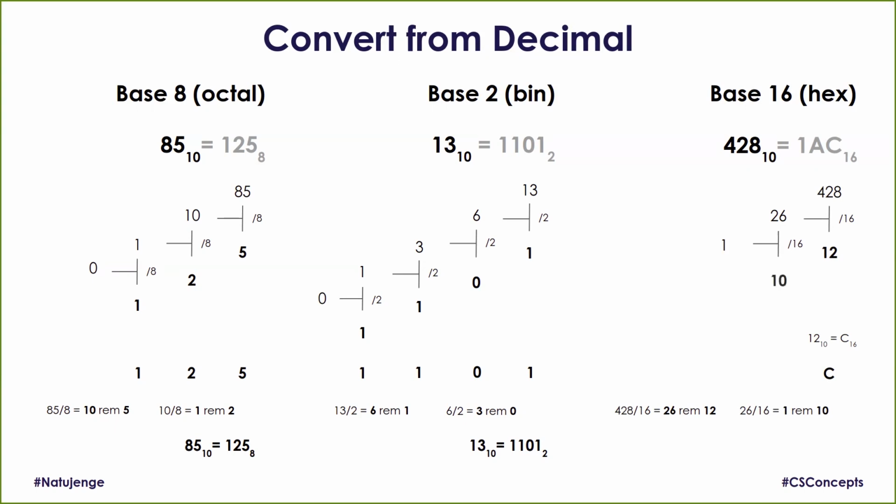So we write the 10. 10 is also represented as A in hexadecimal, so we write A. Then 1 divided by 16, we get 0, remainder 1, and we take the remainder down there. And finally, we confirm that 428 to base 10 is equivalent to 1AC.